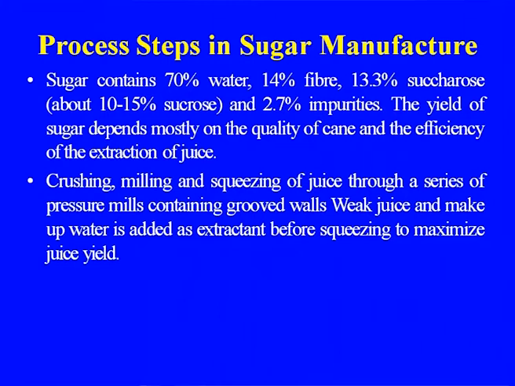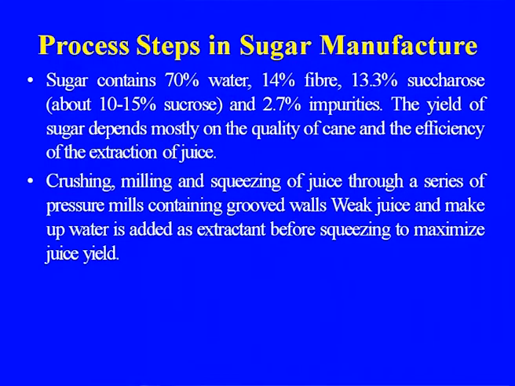Sometimes it may be more, but not more than that, and 2.7% impurity. The yield of the sugar depends mostly on the quality of the cane and the efficiency of the extraction of the juice, and that's why I told you about the milling process, extraction of the juice, and the installation of the fiberizer, which was to increase the extraction of the juice.